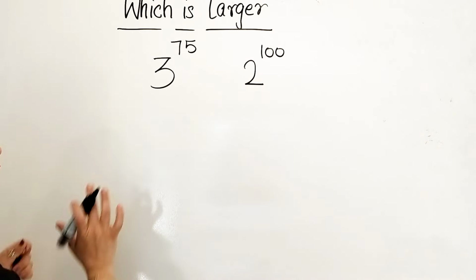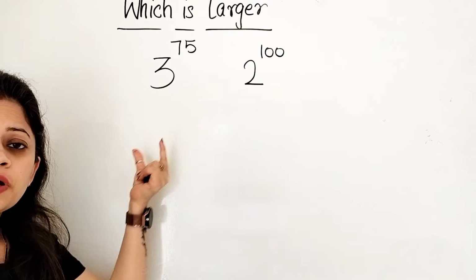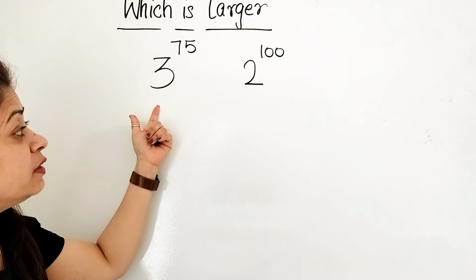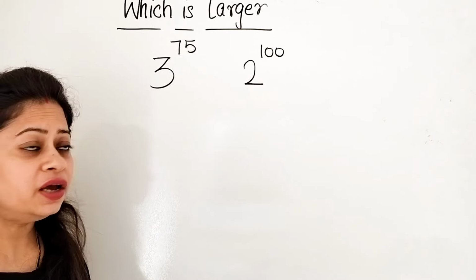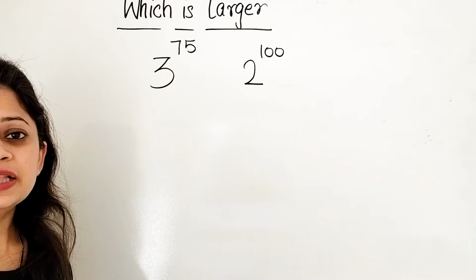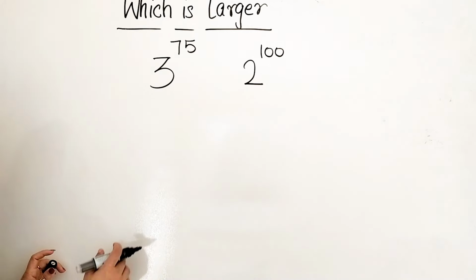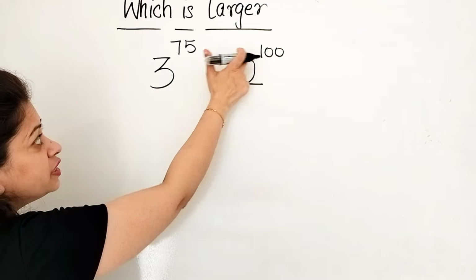Here we have a question: which is larger? Whenever we are given exponents and we need to compare them, we either need to make the base same or we need to make the power same. How can we do that now? This is 3 and 2. We cannot make the base same. So what we will do instead, we will focus on the power. If we look at the power, do they have a common factor?